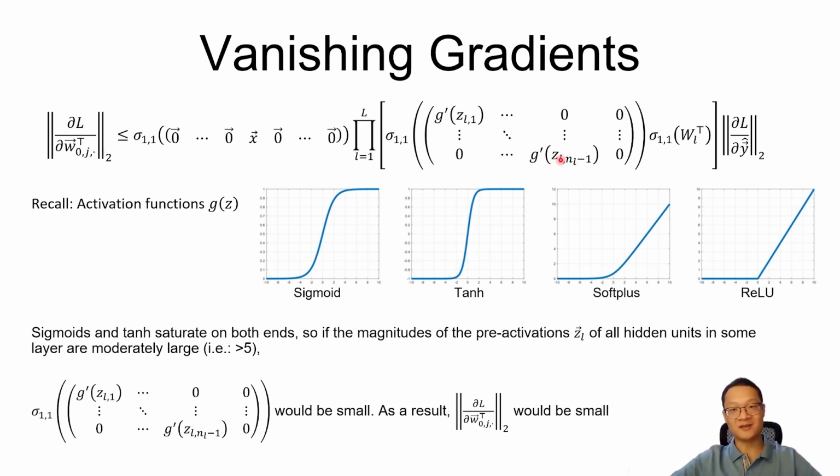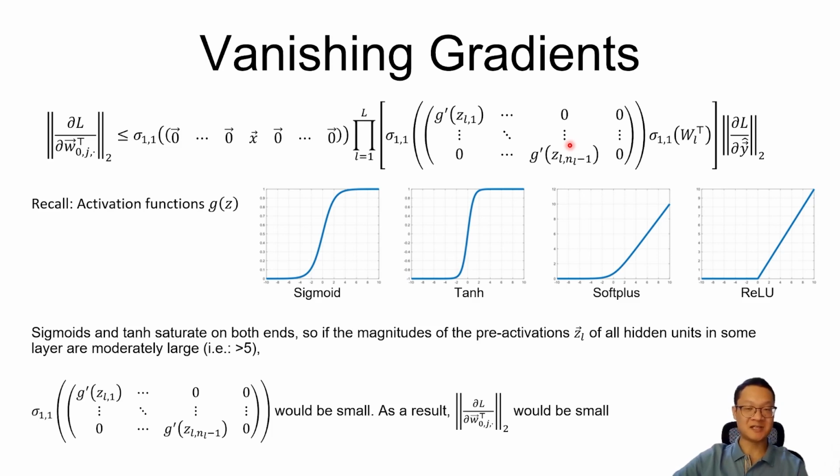So if all of the pre-activations Z, all of the components, are pretty large, let's say greater than or equal to 5, or maybe even less than or equal to negative 5, then all of these values would be very, very close to 0, and therefore sigma 1 of the G prime matrix would be very, very small. Because of this, this whole product would be very small because one of these terms is very small.